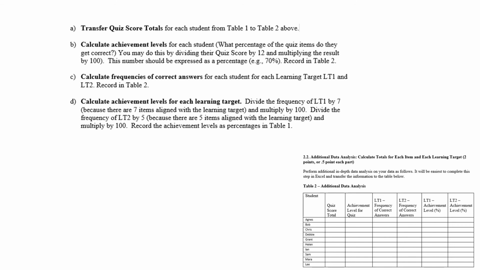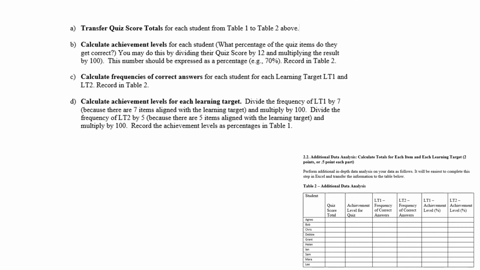Learning target 2, she got 4 out of 5 right. If that's the actual case, check these numbers because I'm just giving you an example. That would be 4 out of 5, or 0.80, or 80%. So again, the middle columns are just frequency counts, but the last 2 columns are percentages.